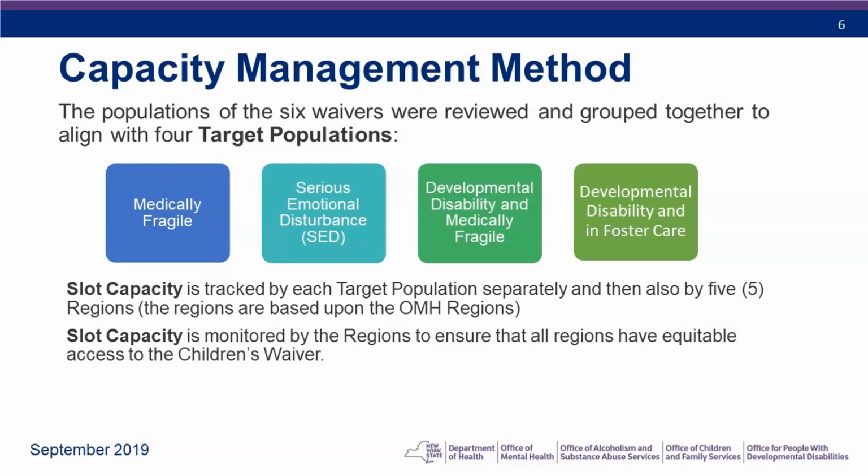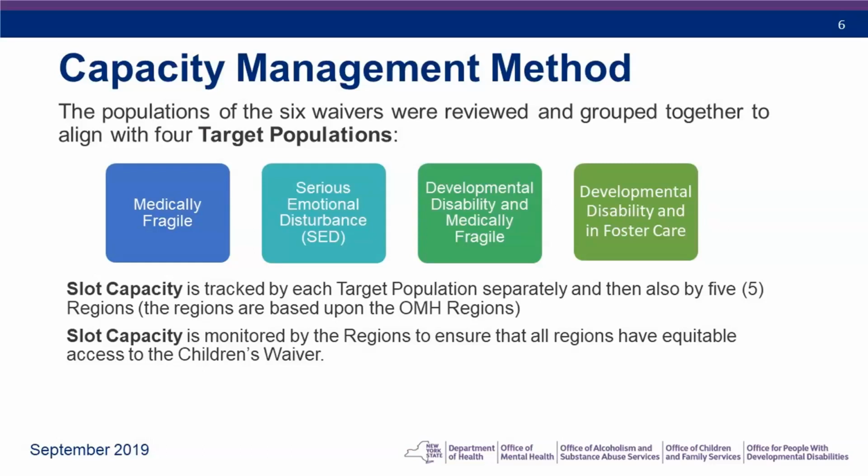This is their previous Care at Home waiver. And then we have the developmental disability and foster care, which was solely held by OCFS Bridges to Health. So we combined populations or grouped populations that were the same, and we ended up with these 4 target populations.